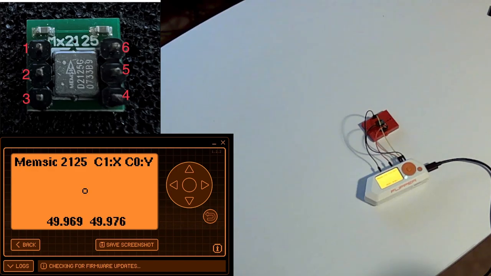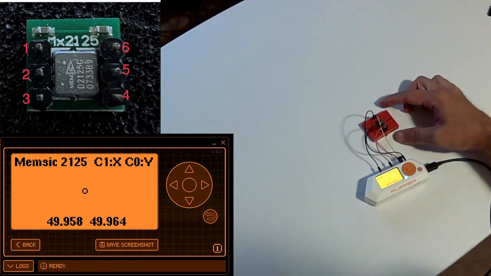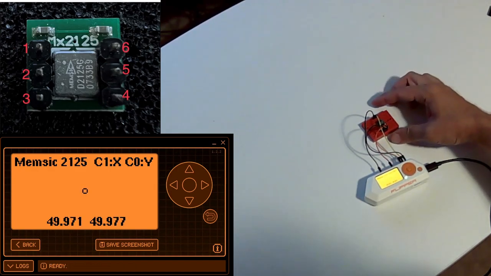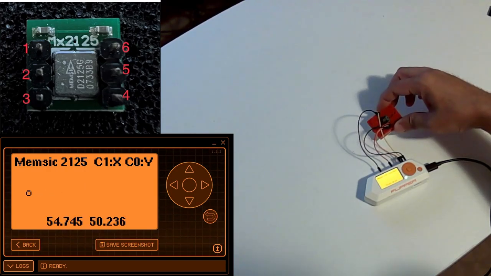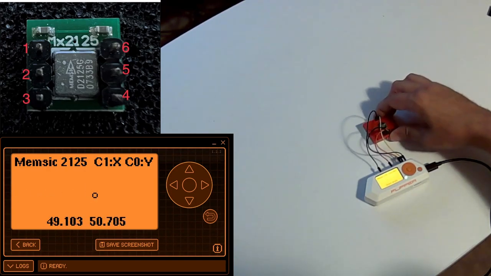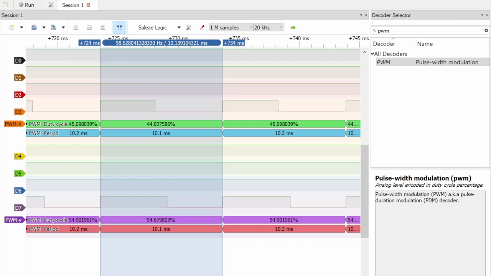The amount of tilt is displayed at the bottom of the application, and the circle is also positioned based on how much the MX2125 is tilted in both the X and in the Y direction.